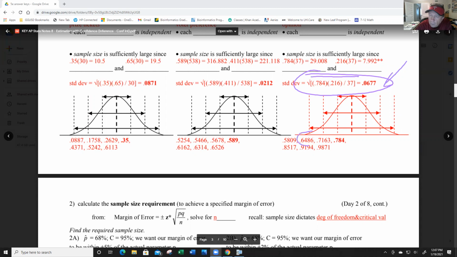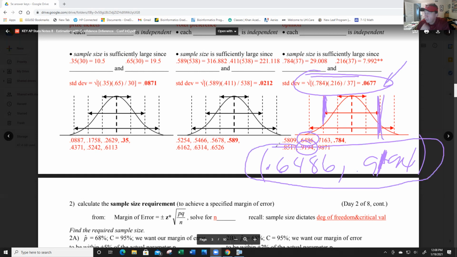The standard deviation for -2, 0.6486, and then the number for +2 is 0.99194. So I'm 95% confident that between 64.86% and 91.94% of women say that being a stay-home mom is a job. That is a huge margin, huge. It's because the sample size is so small.